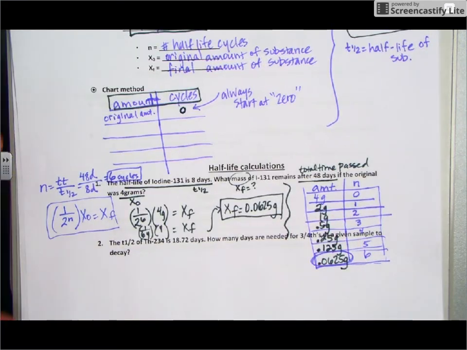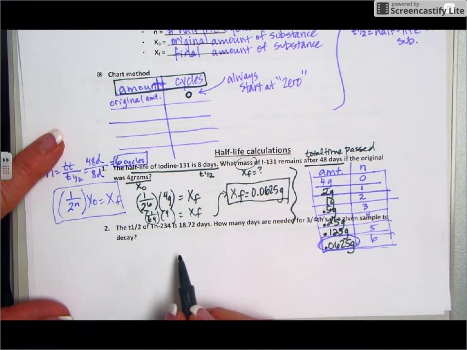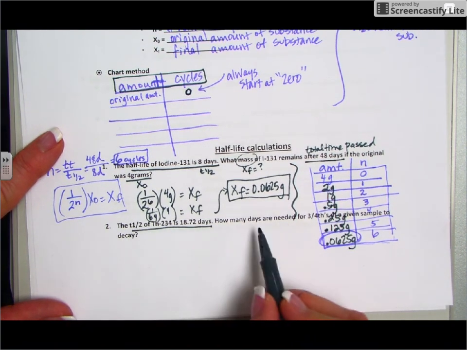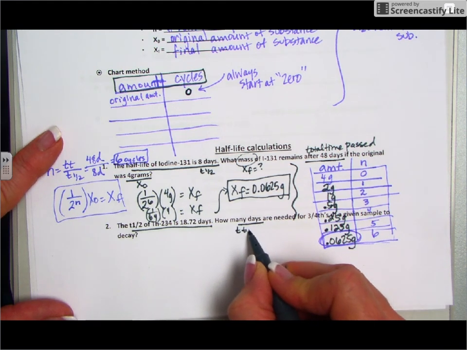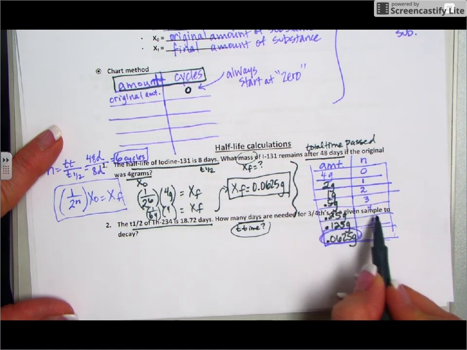Alrighty, let's look at example 2. For example 2, it says the half-life of thorium-234 is 18.72 days. That's giving you the half-life. How many days? So they're actually asking you for the total time here. How many days are needed for 3/4 of a given sample to decay?